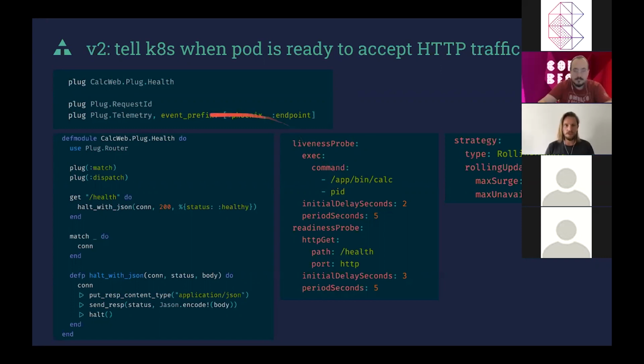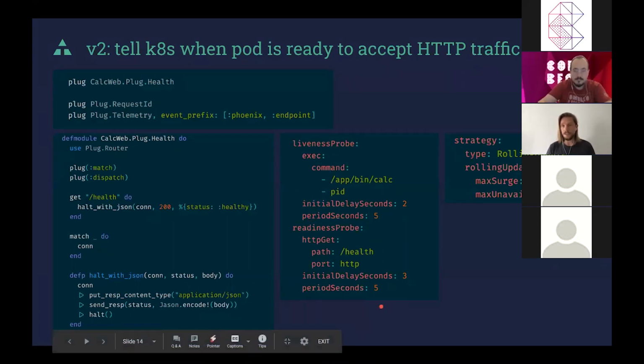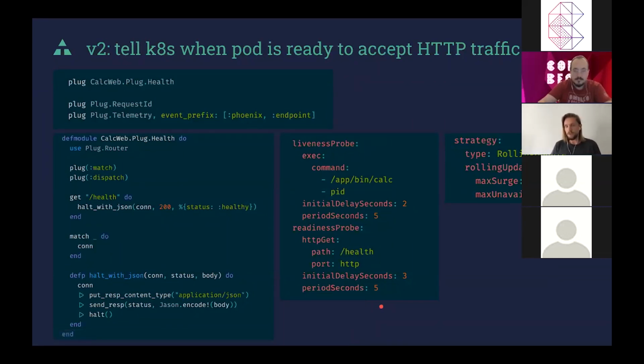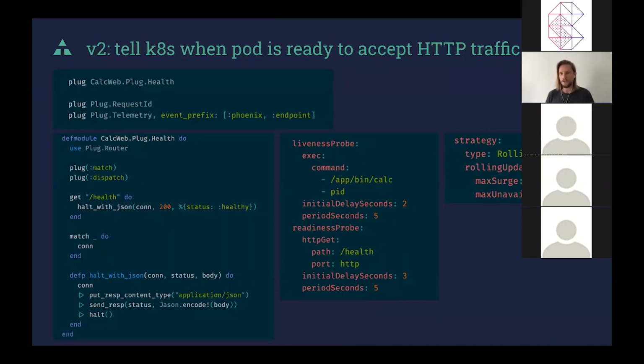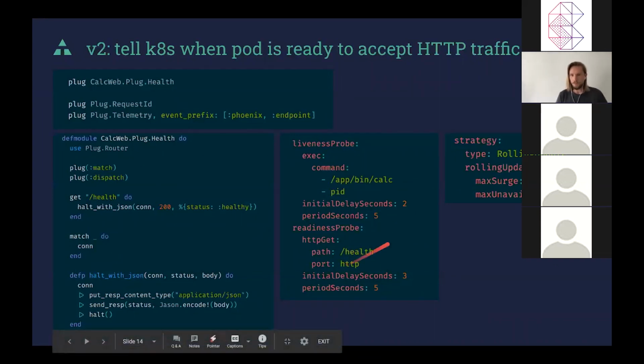So the solution is very simple. We just create a health plug, put it above telemetry, because we don't want to have those logs. That's just pure noise. And the health plug just says, under the health endpoint, 200 status healthy. And then we define a liveness probe and a readiness probe. The readiness probe is the one that's actually used by Kubernetes to understand when it's okay to send HTTP traffic. So we use that new health endpoint.